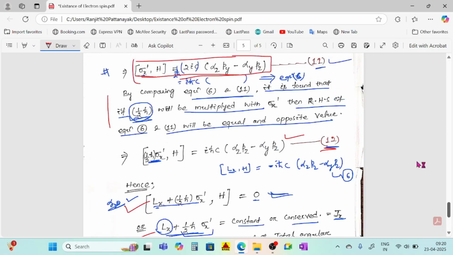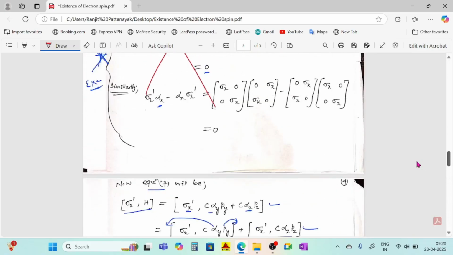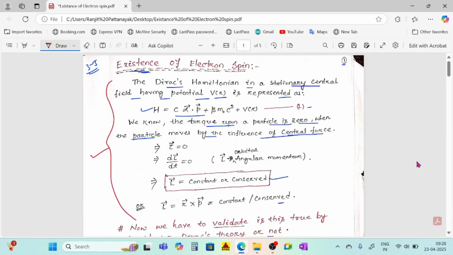So if you write this much, whatever I told, it will be maximum 1.5 pages or maximum 2 pages. It is more than sufficient for your 3 to 5 mark question. Okay, go through this. If you have any doubt, you can ask me. Okay.